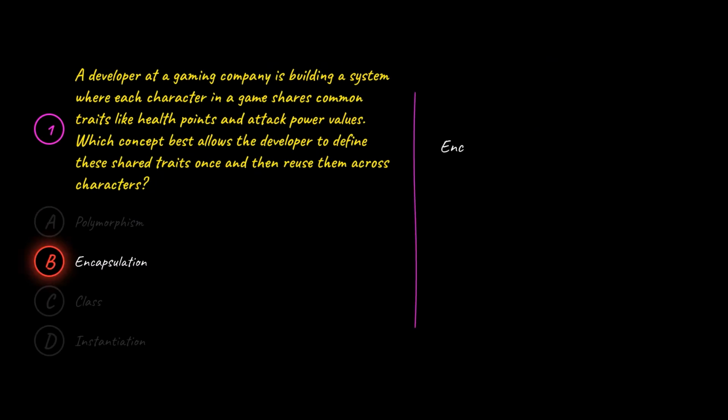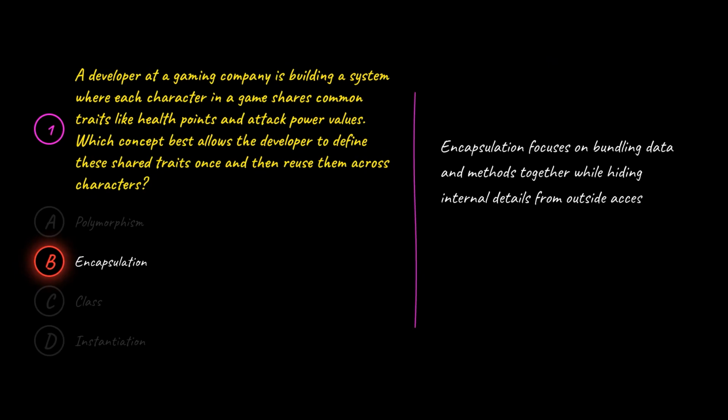B is wrong because encapsulation focuses on bundling data and methods together while hiding internal details from outside access. It protects object integrity, but does not create a reusable template for shared traits across characters.